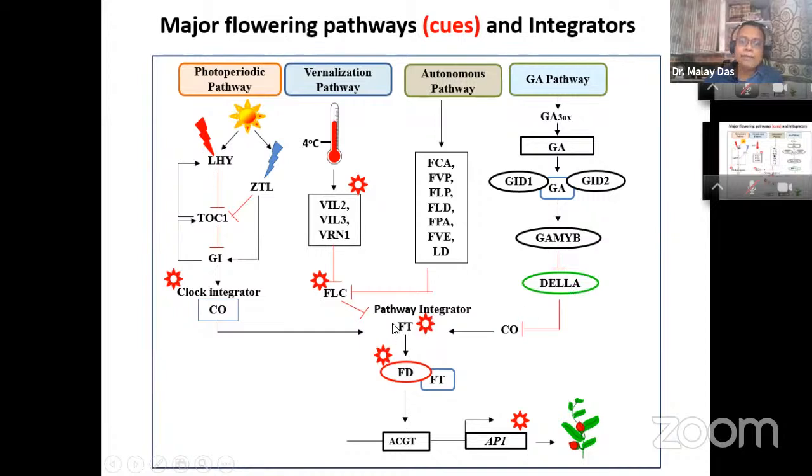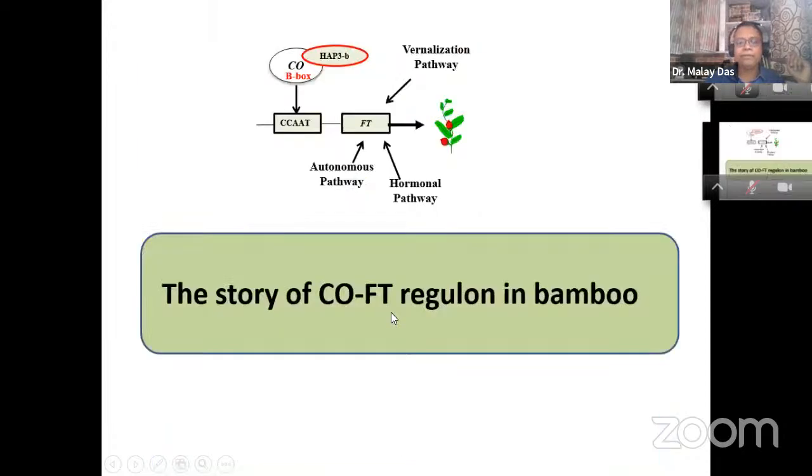And once FT is activated, it interacts with FD and 14-3-3, and as a result, this is called the florigen activation complex, FAC, and this FAC goes and binds to the ACGT region of AP1, and then the flowering is induced. So now I'll be talking about CO and FT, and just request you to remember that CO is the clock integrator gene, while FT is the pathway integrator gene.